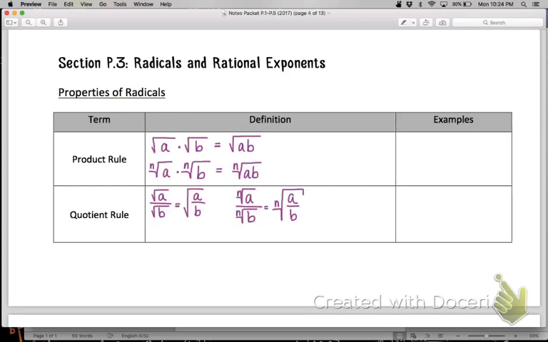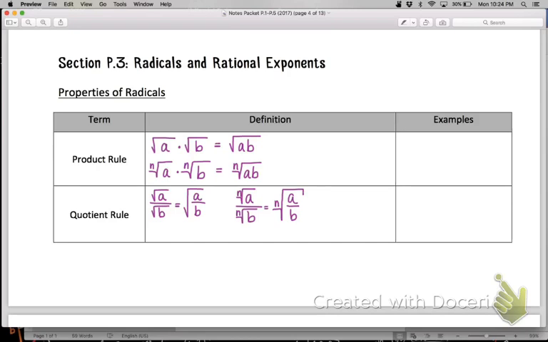Here is what these both say. So the product rule says that if I take the square root of a and I multiply that by the square root of b, then I can take the square root of the product together, the square root of a times b. That's also true in reverse. If I have the square root of a product, the square root of a times b, I can split it apart into two separate square roots by breaking apart the factors of that product.